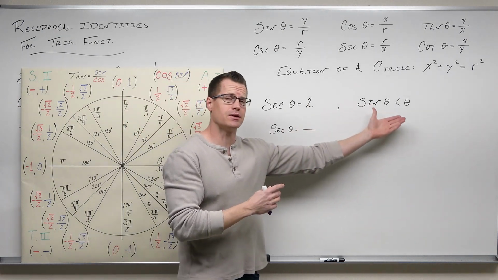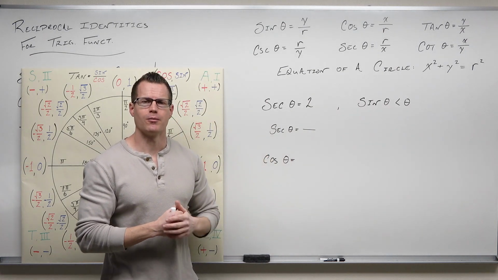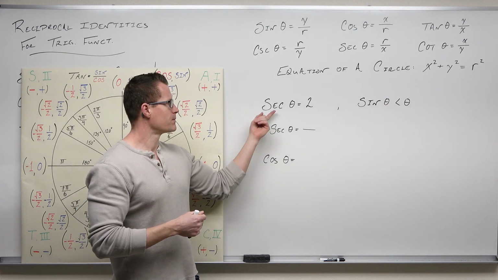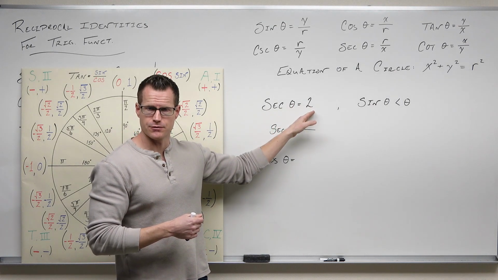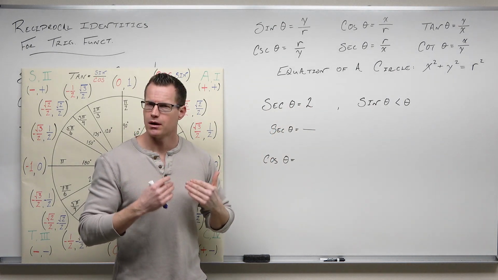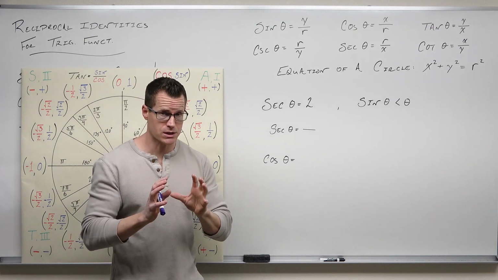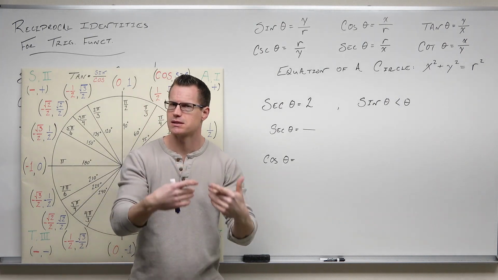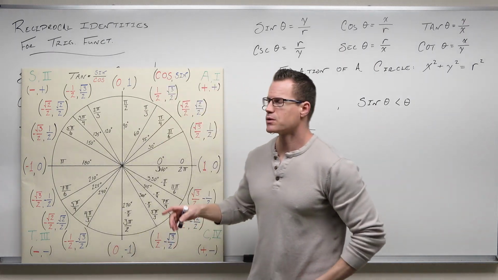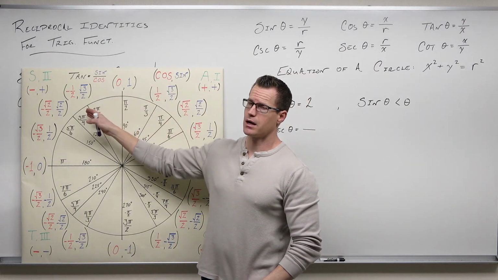And so we really need to know on what quadrant this angle is. That's the reason why they're giving you this. So let's go ahead and figure that out. Let's think about where secant is positive. Secant matches up with cosine. And so we're going to look at the quadrants in which cosine is positive, because that makes secant positive for us. So cosine is positive here, not here, not here.